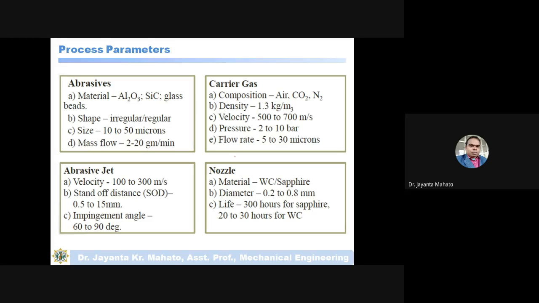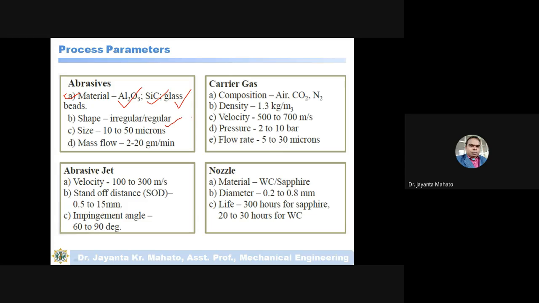So actually, according to the material removal rate, you can select different types of abrasive materials, like aluminum oxide, Al2O3, silicon carbide, glass beads. This depends on the type of the workpiece material, whether it is hard or soft. Okay, and the abrasive particles I use, their shape can be irregular or regular.